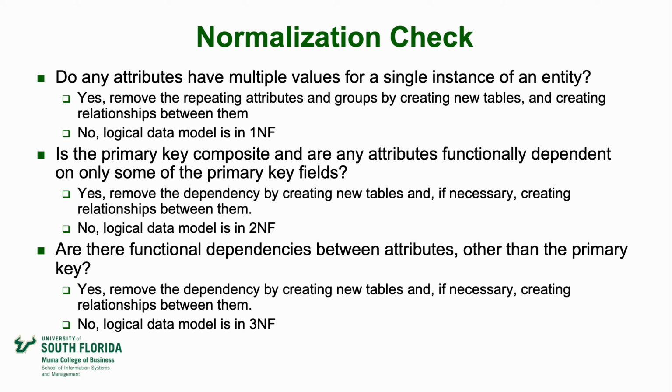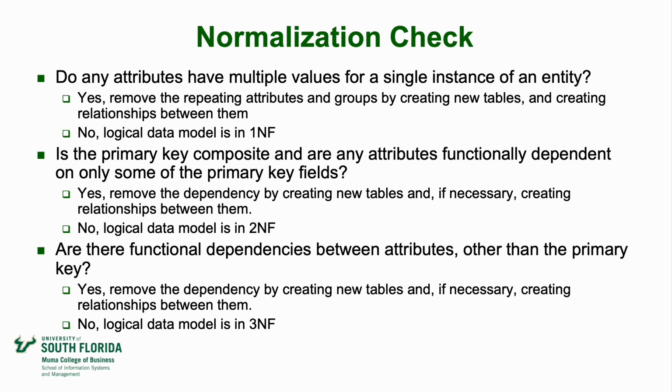To check whether a set of tables is normalized, you can use the following checks. Ask, do any attributes have multiple values for a single instance of an entity? If so, remove the repeating attributes and groups by creating new tables and creating relationships between them. If there aren't any multi-valued attributes, then the table is in first normal form.